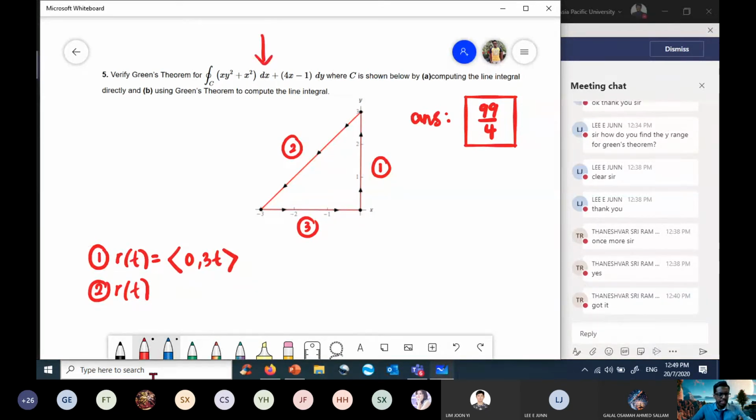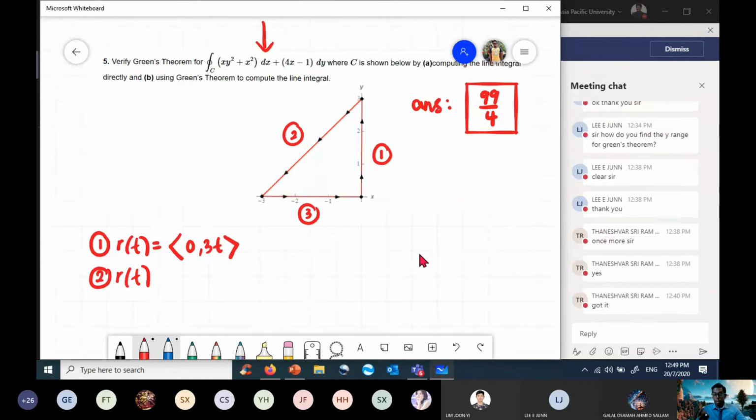So I'm just going to write the r(t) that I got. By r(t), I mean the parametric equation. I'm skipping some steps here. Of course, the initial step is 1 minus t times the initial point plus t times the end point. So that is where I got this.